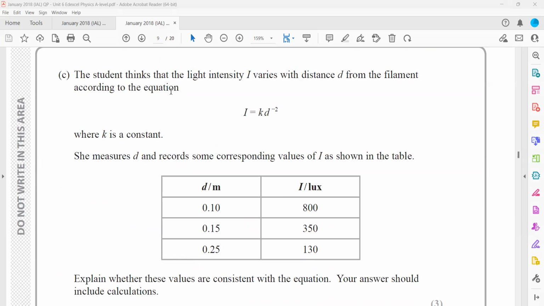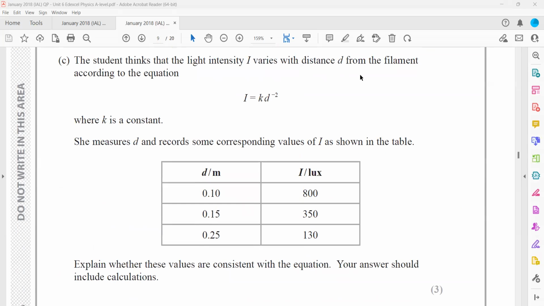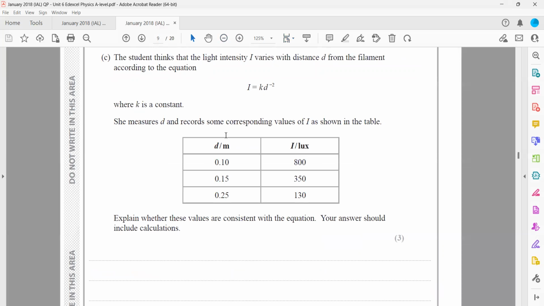Then the student thinks that the light intensity varies with the distance from the filament according to the equation I equals k d raised to the power minus 2, where k is a constant. She measures distances and records some corresponding values for I as shown in the table. Explain whether these values are consistent with the equation, and your answer should include a calculation. So you have to show by calculation that they're consistent.